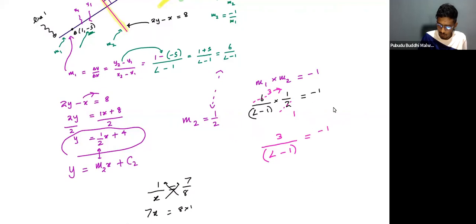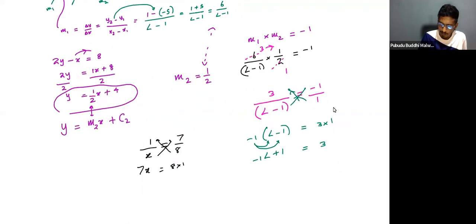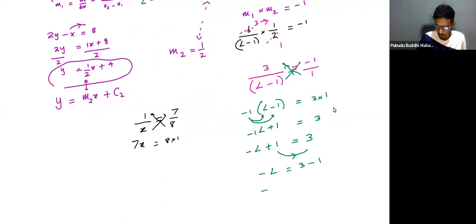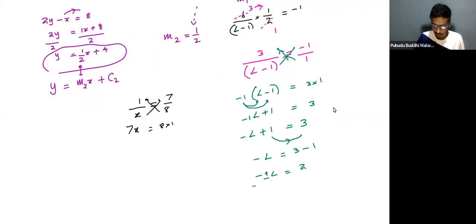Now this is the moment I can put 1 under minus 1 because I want to apply cross multiplication in this step. Let's do that. So minus 1 times L minus 1, 3 times 1. Then expand: minus 1L, minus into minus plus 1 equals 3. Then we can solve this. That's still just minus L, right? Minus L plus 1 equals 3. We can move 1 to the other side. 3 minus 1. So minus L or minus 1L equals 2. To get L, you can multiply both sides by minus 1 or divide both sides by minus 1. Same thing. So L equals minus 2.